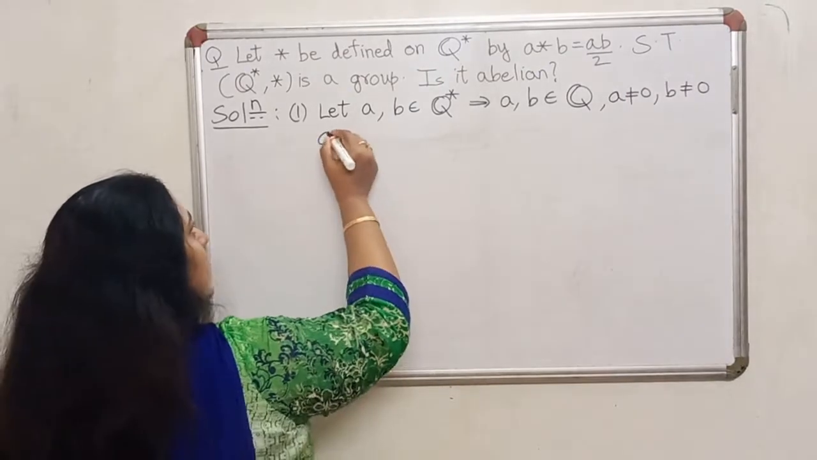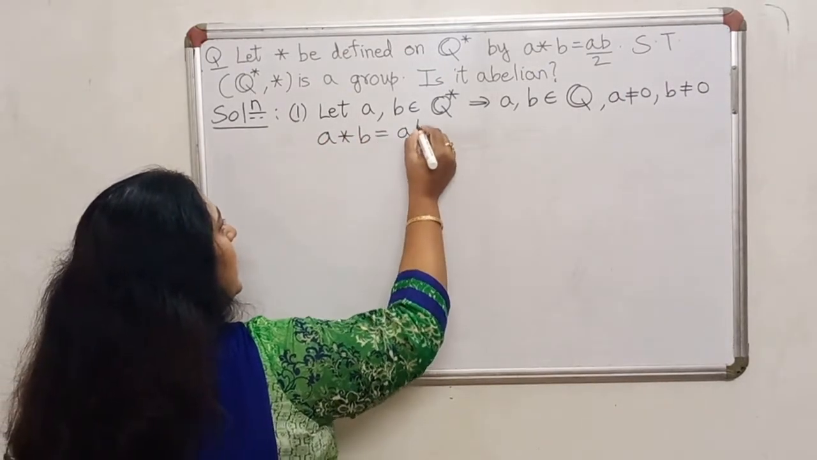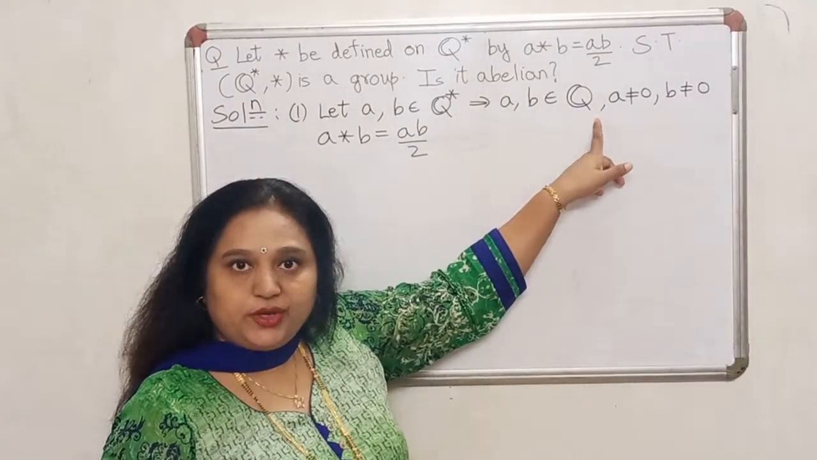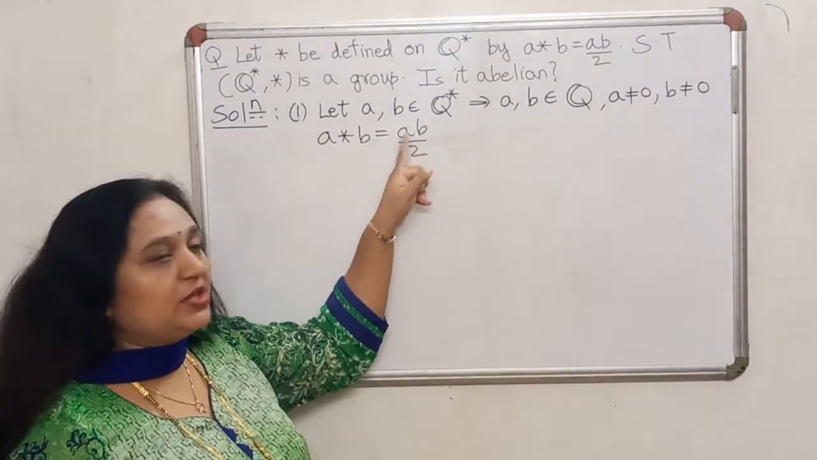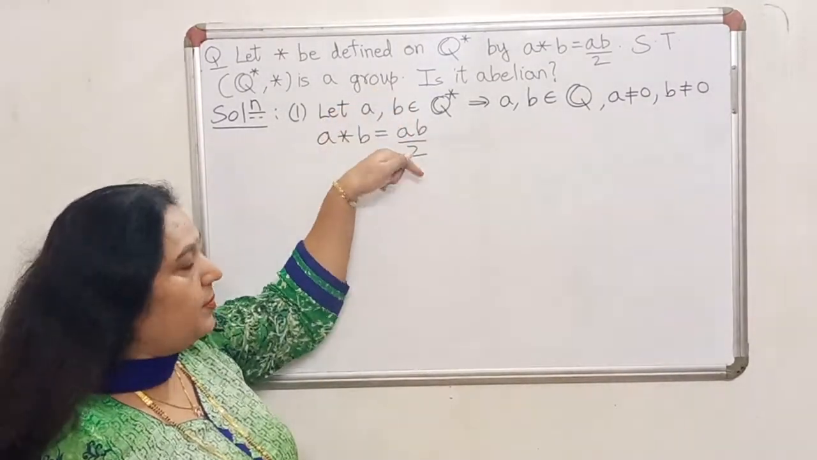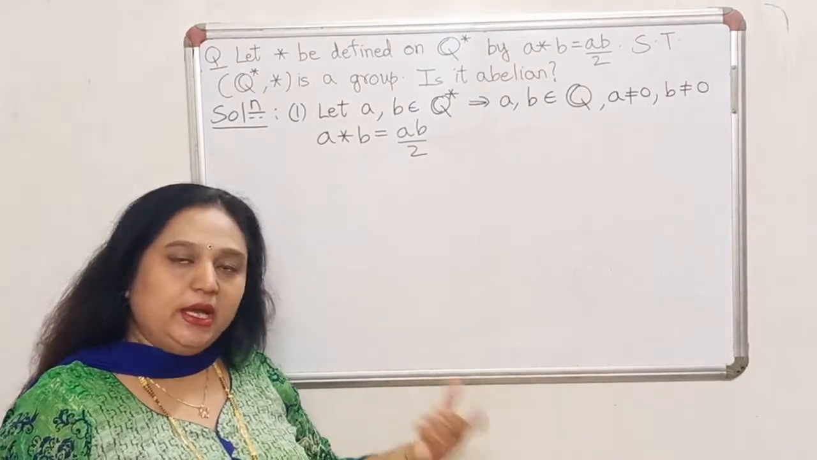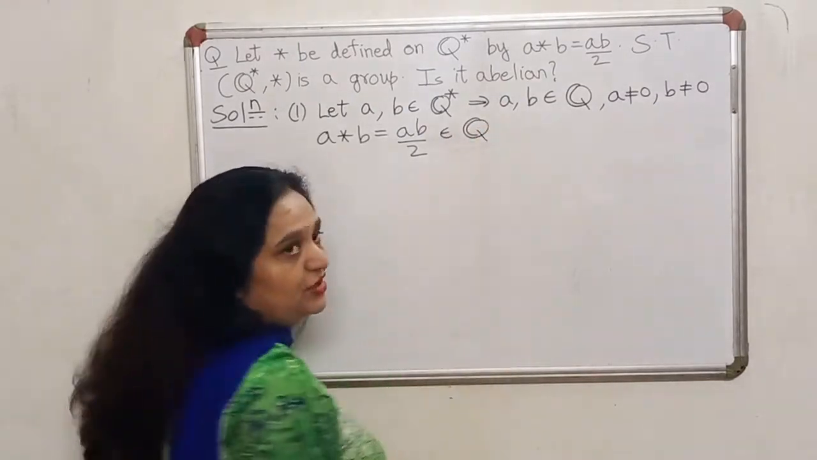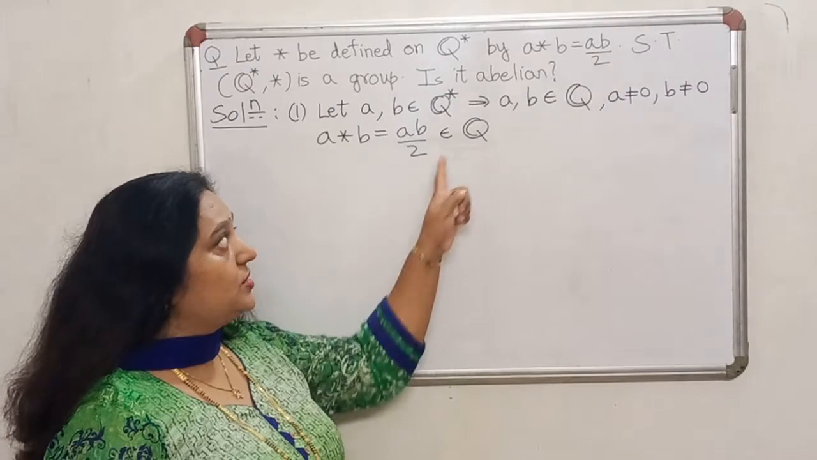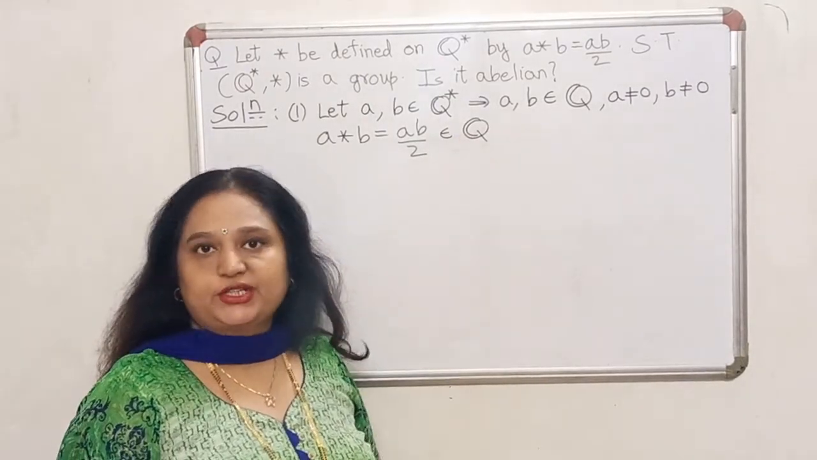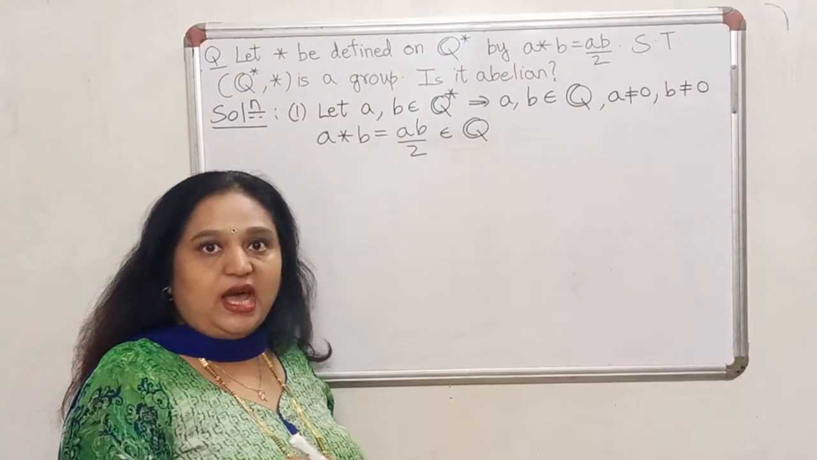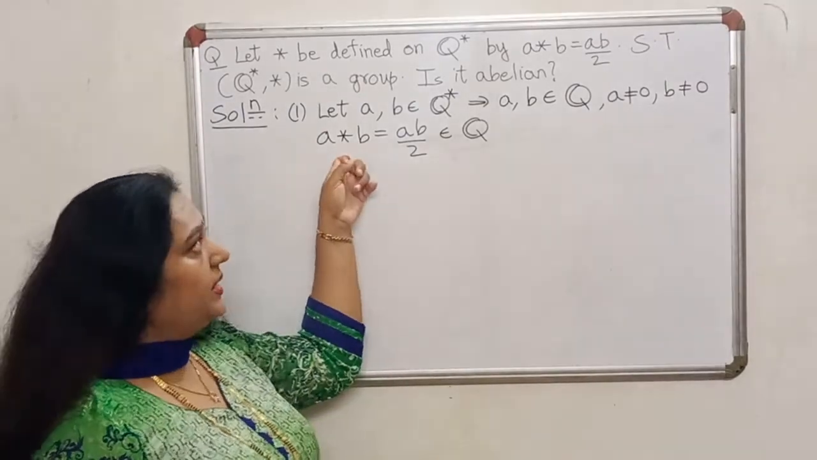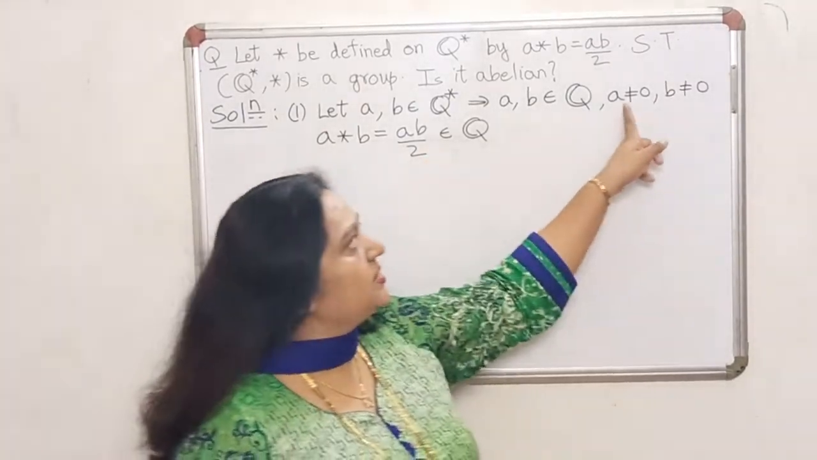Now if you look at A star B, it is A into B upon 2. A and B are both rationals, and product of two rational numbers is a rational number. One rational number divided by a non-zero rational number is again a rational number. So it is clear that A star B is a rational number. But this is not enough to say that star is a binary operation. Remember, it has to belong to the set Q star. So in addition to this, I will also have to prove that this element is not 0. So let's use this fact.